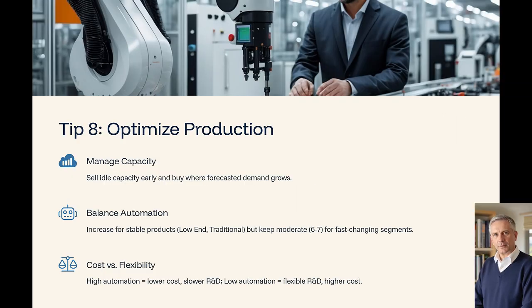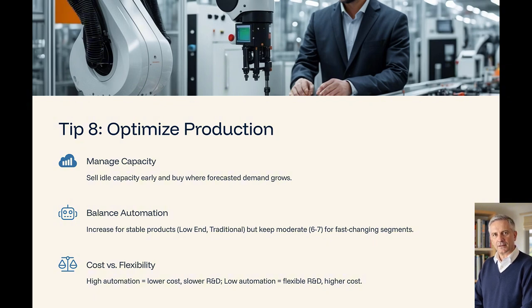Tip 8. Optimize production capacity and automation. Production planning is not just about quantity. Key principles: sell idle capacity early, especially if phasing out products, buy capacity where forecasted demand grows. Increase automation for stable, low-cost products like low-end and traditional. Keep automation moderate, 6 to 7, for newer, fast-changing segments.